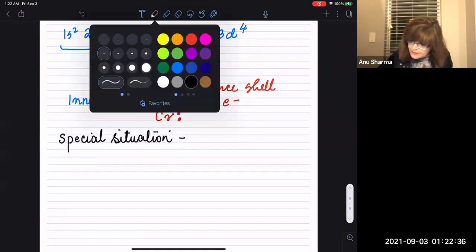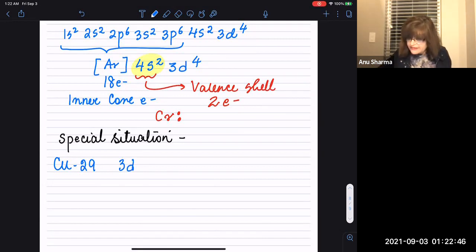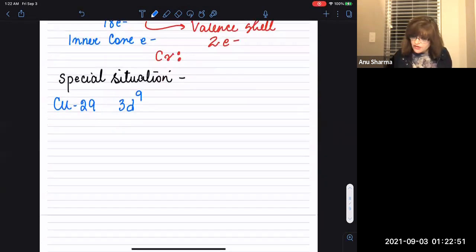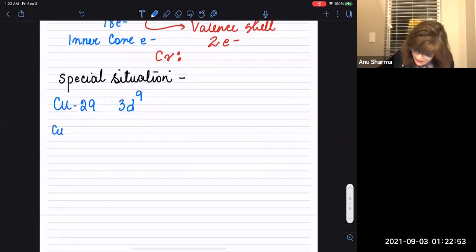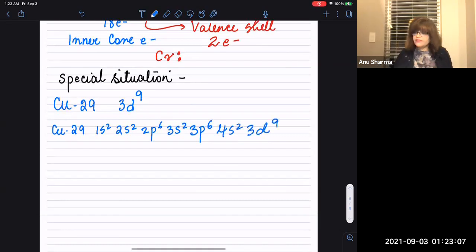Okay, so for example, copper. Copper is 29. Fine, it is in the 3rd period, in the D block, and it is in the 9th column, you know. So that's one thing. Now let's start doing this. Copper 29 is 1s2, 2s2, 2p6, 3s2, 3p6, 4s2, and 3d9.